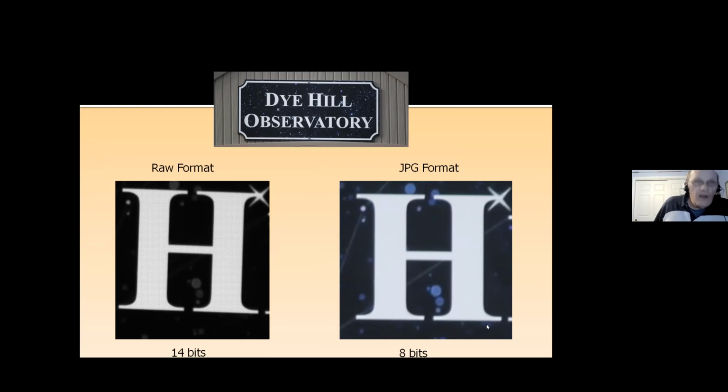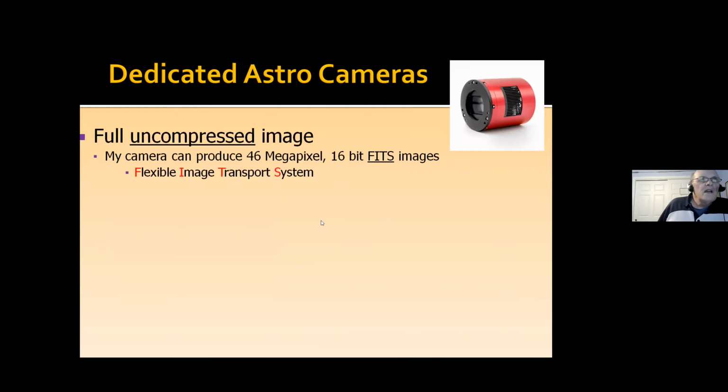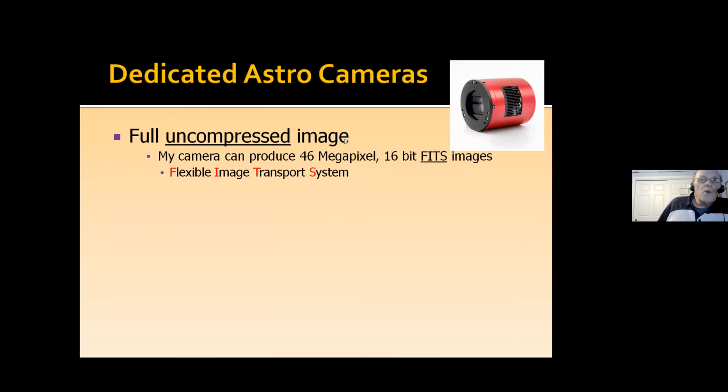With a dedicated astro camera, it's a bit different. My camera looks something like this. A full uncompressed image, it can take those. It can produce a 46 megapixel, that's pretty big, 16-bit FITS image. Now, what does FITS stand for? Flexible Image Transport System. What does all that mean? It's an uncompressed image, so all the data that's in the pixels is being stored into the image.